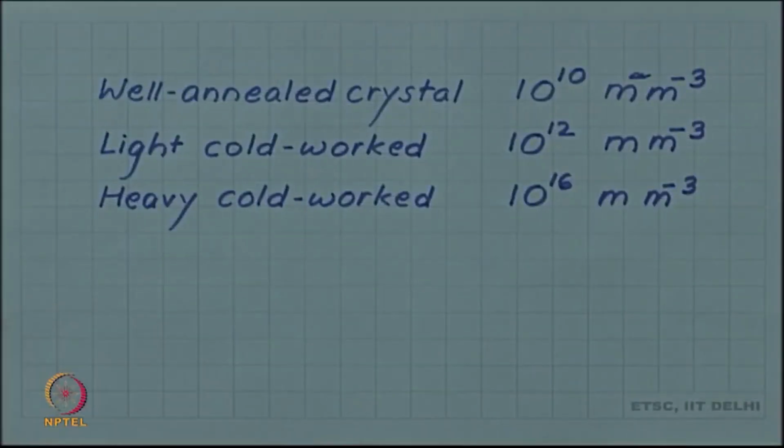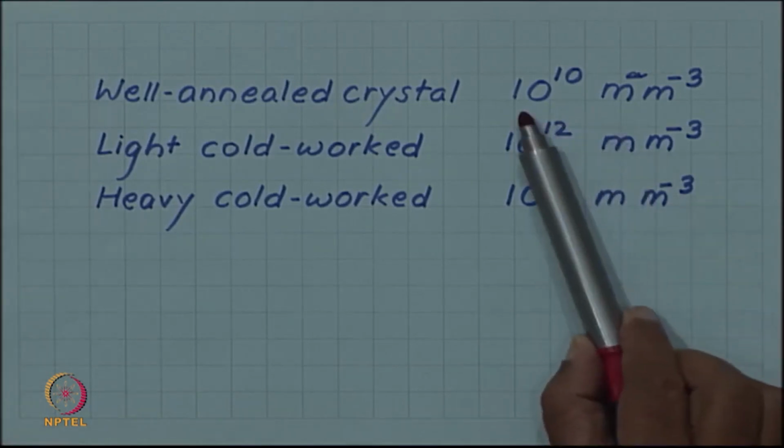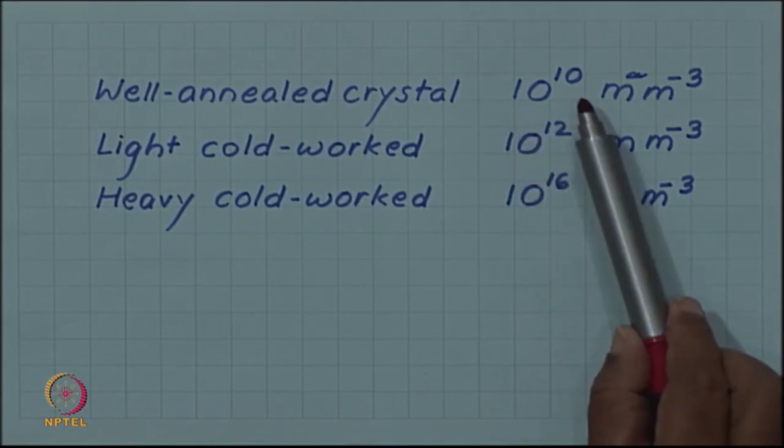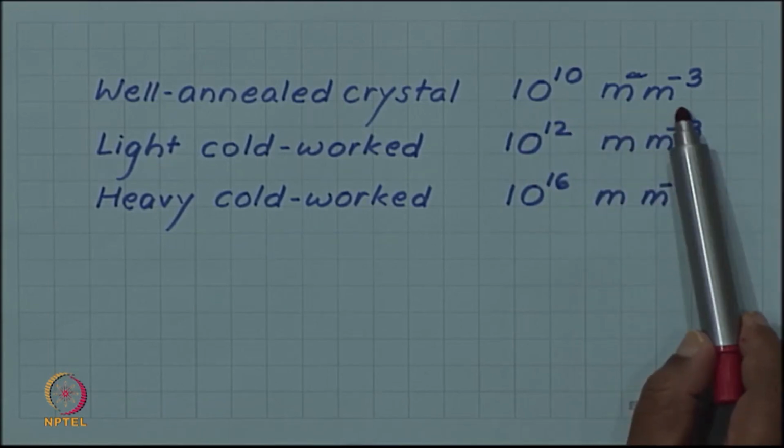Now, let us look at how the dislocation density varies during various kind of processes. In well annealed crystal, means a crystal which has been made and has been heated above a certain temperature for a long time, in such processes the dislocation density comes down. So, you have a very low dislocation density, but still that is not anywhere close to 0, it is 10 to the power 10 per meter square or 10 to the power 10 meters per meter cube.